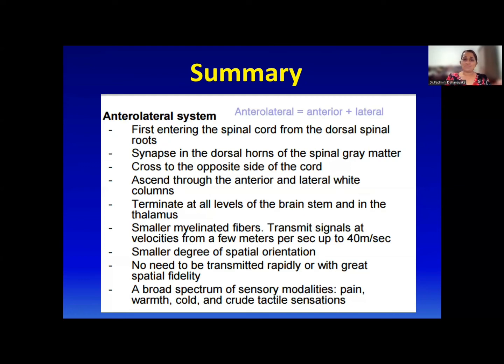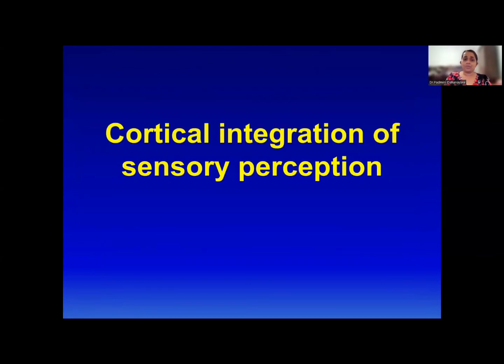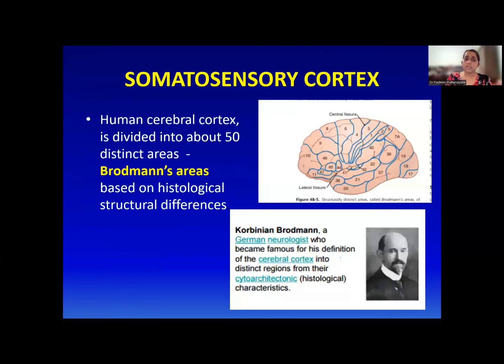So we have done this, and this is the summary actually. Now there's a table here. From your memory, you can fill in the first order neuron, the second order neuron, the third order neuron, the pathway, and the destination. As homework, try to do it on your own, and then check whether it is correct. Right. Now we'll touch on the cortical integration of sensory perception as well.